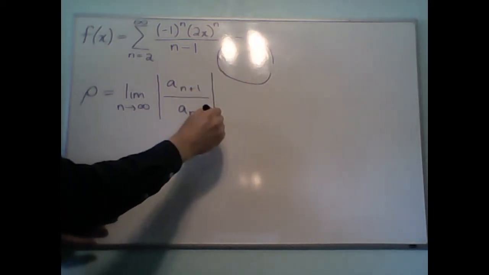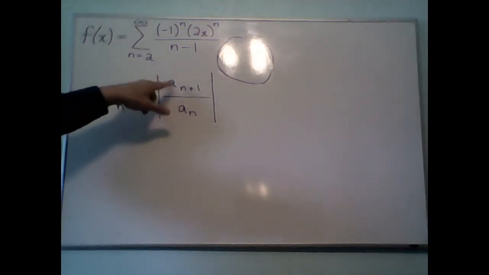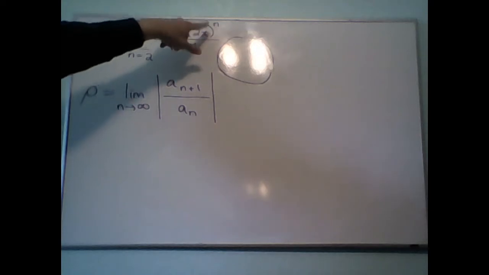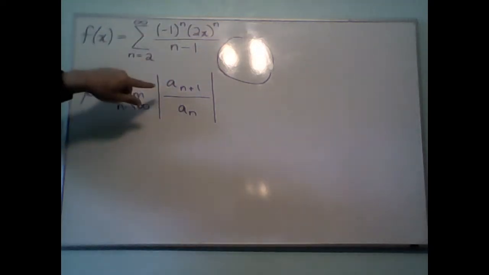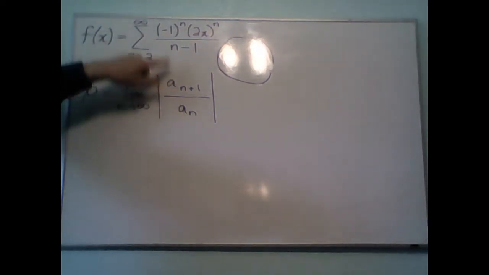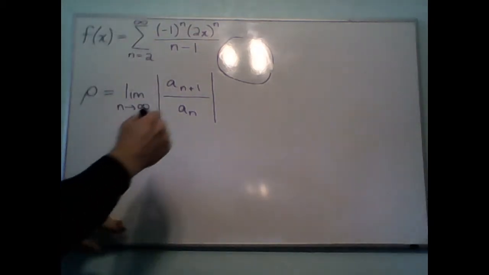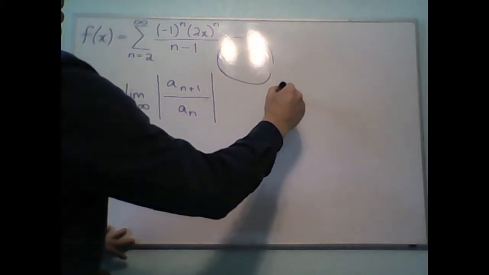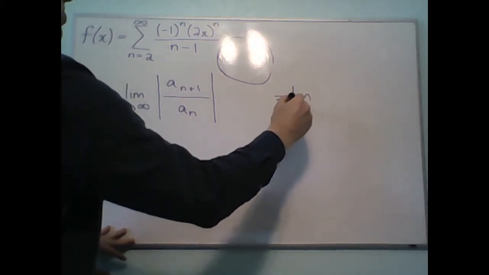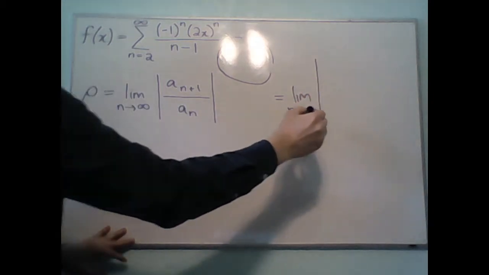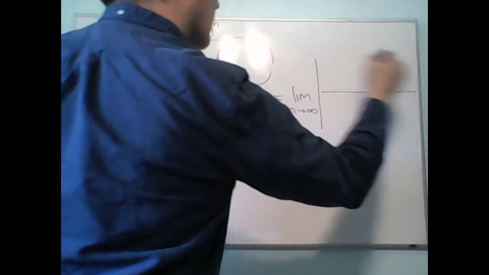And since this is a power series, the a sub n plus 1 in this formula is what I'm thinking of as this entire thing, including the x to the n. So the whole thing is a sub n. And if I replace n with n plus 1 in the whole thing, that's a sub n plus 1. So that looks like the limit as n goes to infinity of the absolute value. And it's going to be a big fraction with a fraction on top and a fraction on bottom.